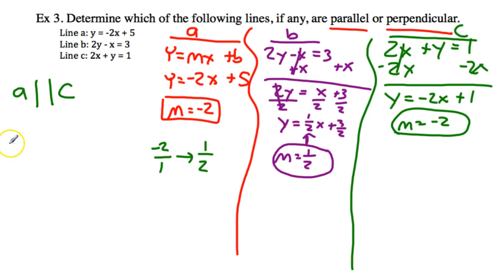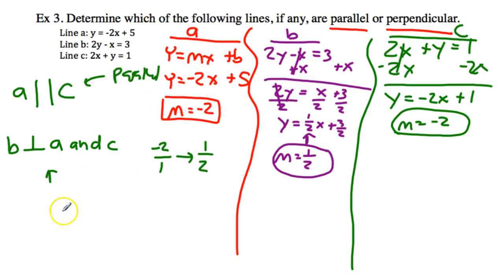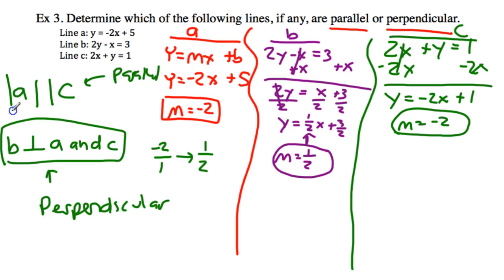So I'm going to write that with the shorthand. B is perpendicular to line A and C. So I can write A and C. So again, this means parallel. And this means perpendicular. Alright? Bam, boom, pow.